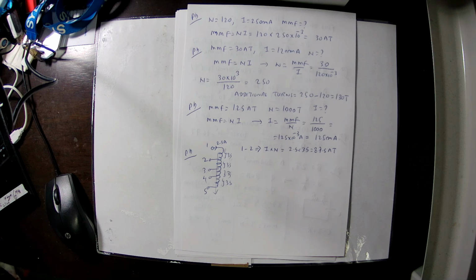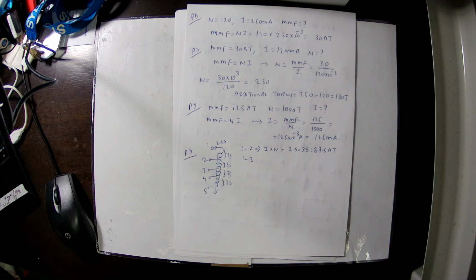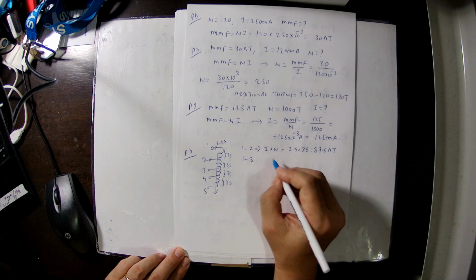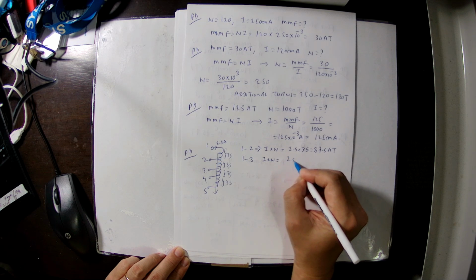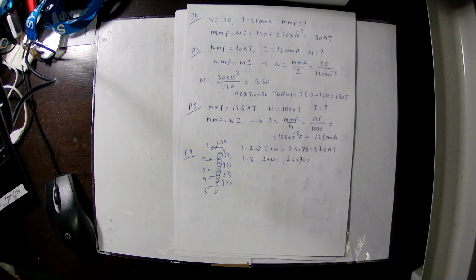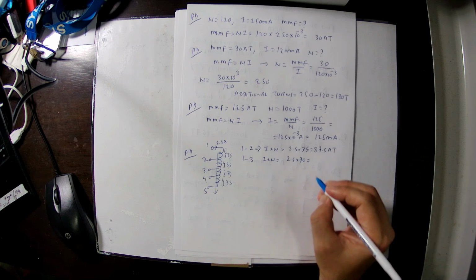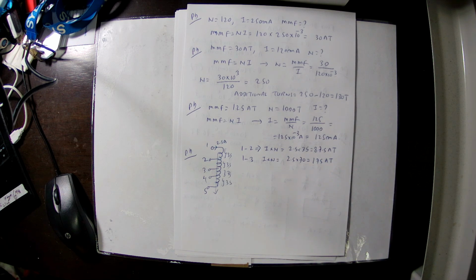We also need to calculate 1 to 3. 1 to 3 is 35, 70 turns. We multiply I by N. The current is 2.5, the number of turns is 70, so we get 175 ampere turns.